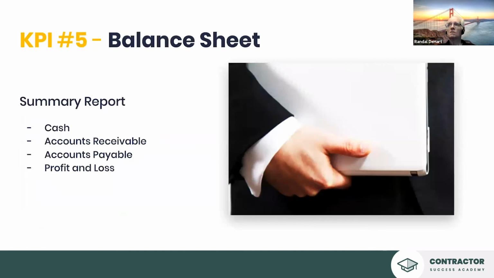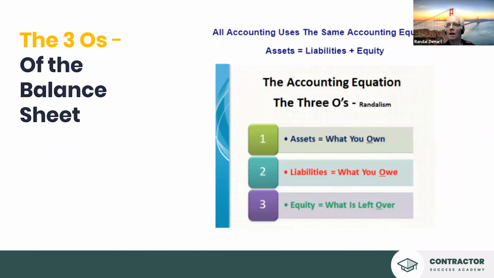KPI number 5 is the balance sheet. And I love the balance sheet because this is a summary report. This actually brings in all 4 previous KPIs because it has a cash report, the accounts receivable, payable, and profit and loss. So that is a summary report that kind of shows everything. And then the 3 O's of the balance sheet: assets is what you own, liabilities is what you owe, and the equity is what's left over.